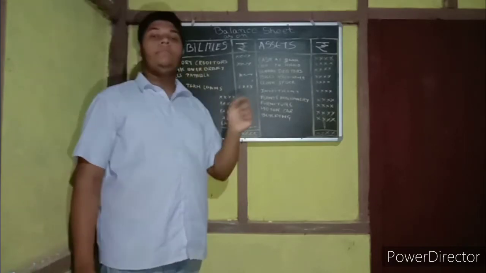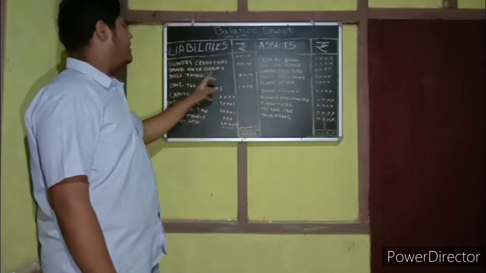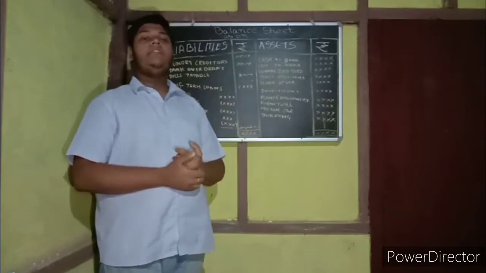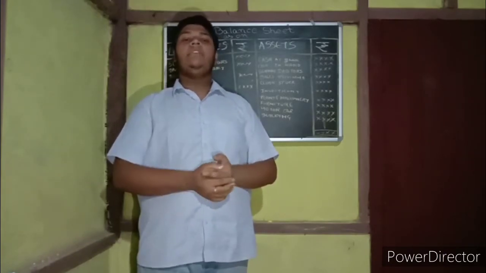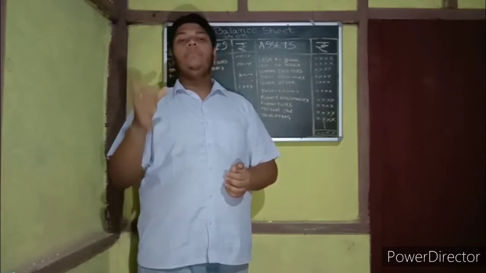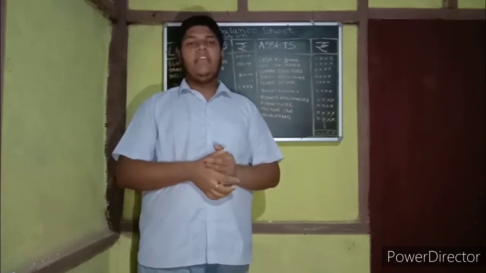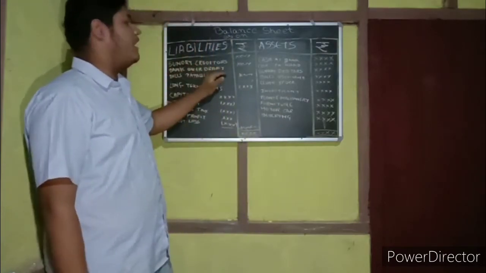Money means what? We have purchased something but in credit, so they are our creditor. Then bank overdraft. Bank overdraft means when any businessman withdraws more than the balance in the bank account. The amount which we withdraw more than our balance in the account is called the bank overdraft. It will be on the liability side. You are liable to pay.